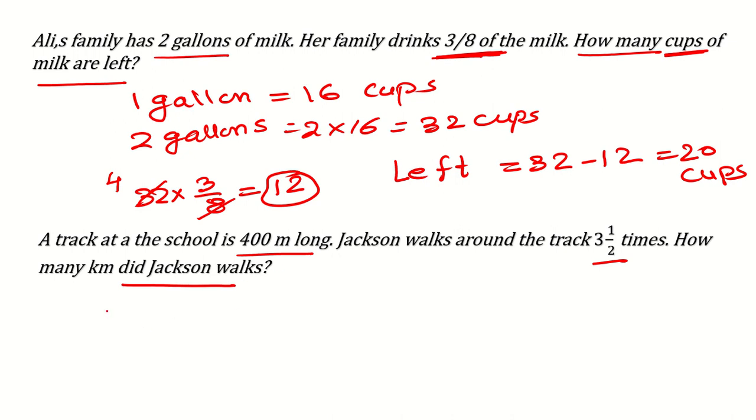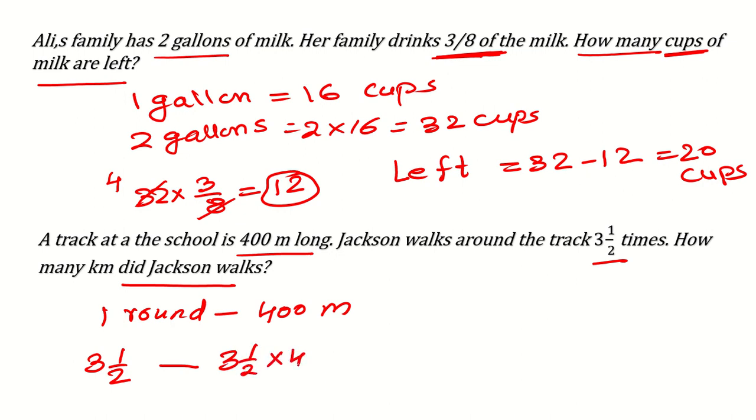You see, for one round, what is the distance? 400 meters for one round, okay? And he is taking how many rounds? 3 and a half. So it means he is covering more distance, yes? So what will you do here? You will multiply this, okay? Now, what is the name of this type of fraction? Write in the comment after pausing the video.